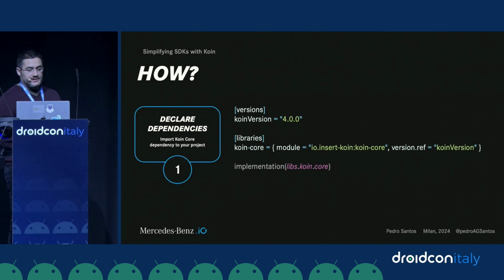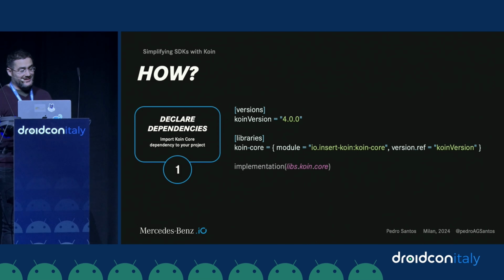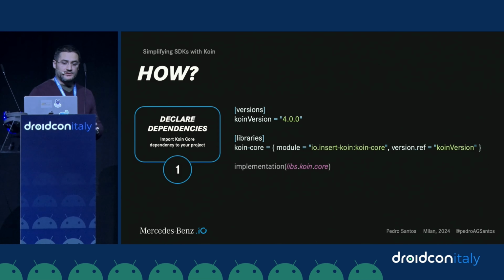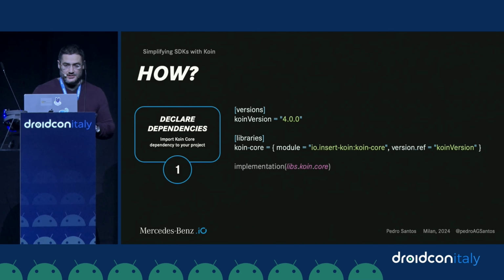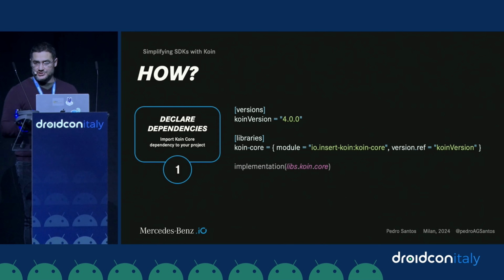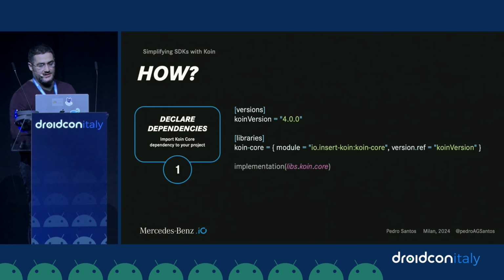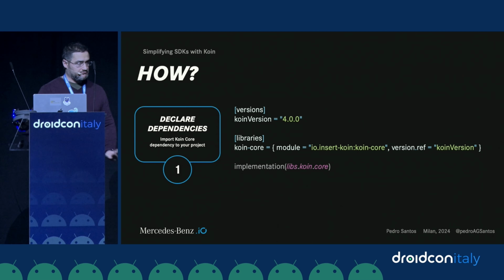First of all, declaring dependencies. Here we are looking at a version catalog. And for using a normal DSL only, you can just import Koin core, very simple, nothing outstanding, and you just use implementation inside of your main Gradle. Good.